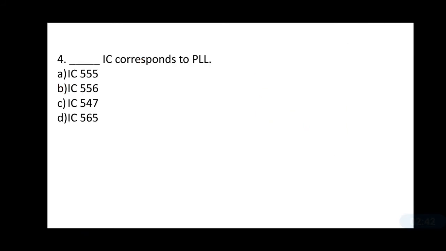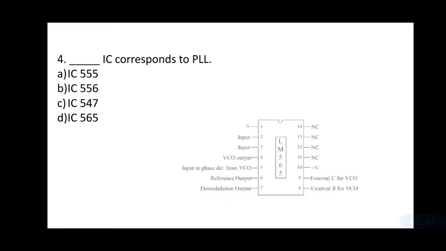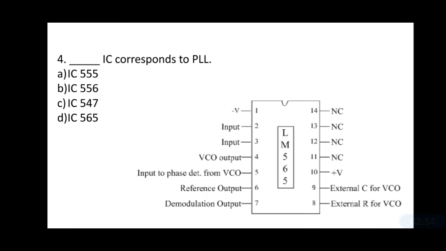Go to the next question. Dash dash IC corresponds to PLL, phase locked loop. The correct option is D, IC 565. This is the 14-pin IC.